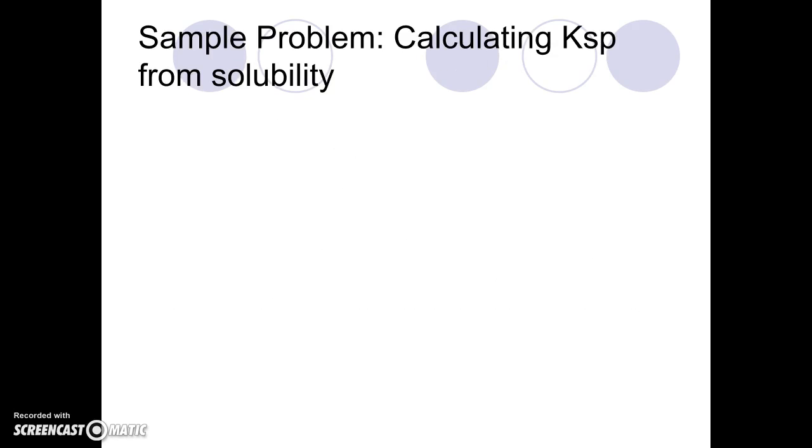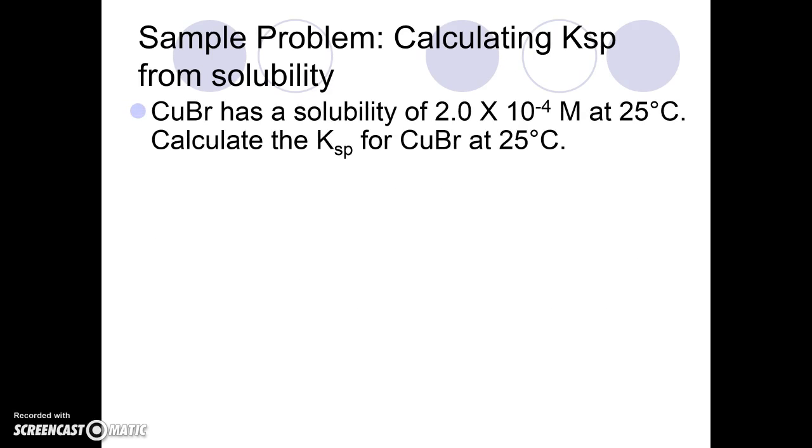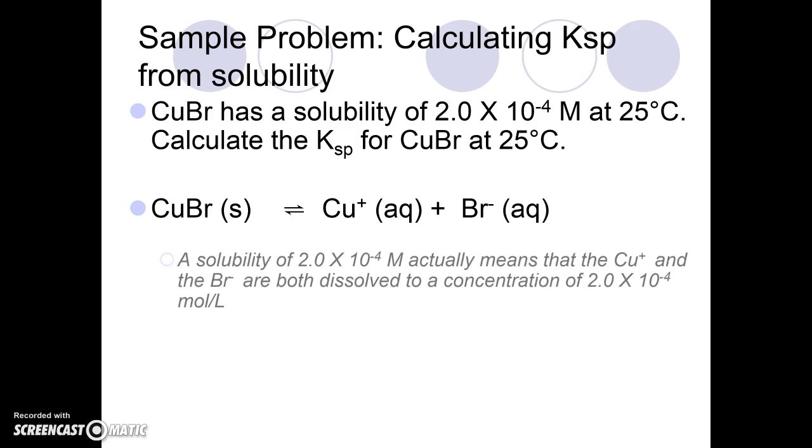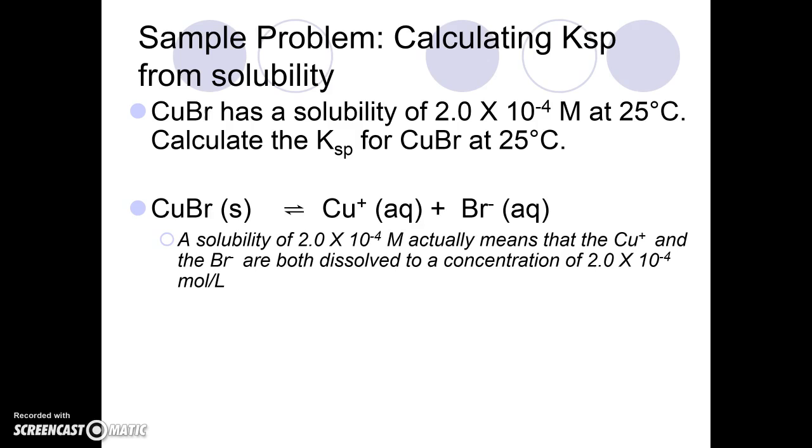So here's a sample problem, calculating Ksp from solubility. Copper bromide has a solubility of 2.0 times 10 to the -4 moles per liter at 25 degrees Celsius. Calculate the Ksp for copper bromide at 25 degrees Celsius. Copper bromide solid goes to copper ions and bromine ions, which are aqueous. The point here is that the solubility of 2 times 10 to the -4 moles per liter actually means that the copper and the bromine are both at that concentration.